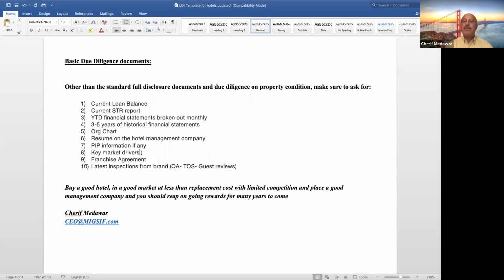Key market drivers. Where are they getting the business? Travelers? Is it corporate? Is it from the vicinity? Is it by destination location? Like in Anaheim, they get the business from Disney, etc. Franchise agreement, we need to see how many years are left on the franchise agreement with Hilton or whoever, and then the latest inspection reports. These big brands like Hilton, they do what's called a quality assurance report, team opinion survey, guest reviews. You can see a lot of that online.